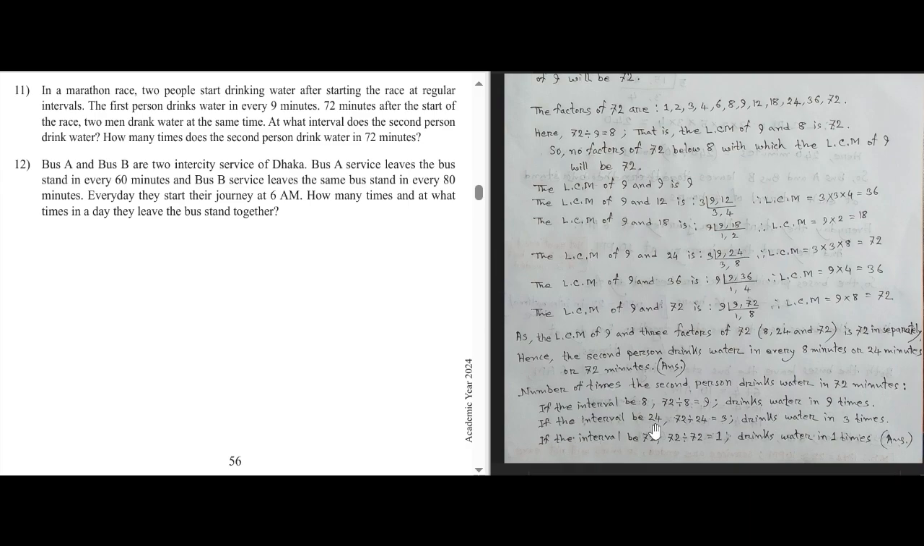If the interval is 24, then drinks water 3 times, because 72 divided by 24 is 3. And finally, if the interval is 72, then 72 divided by 72 equals 1. So drinks water 1 time.